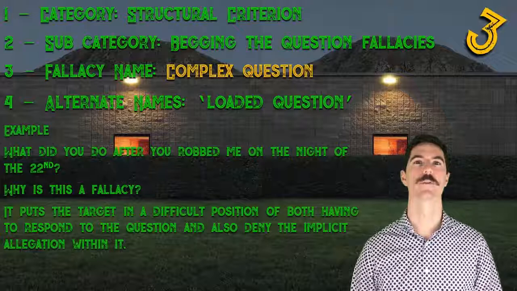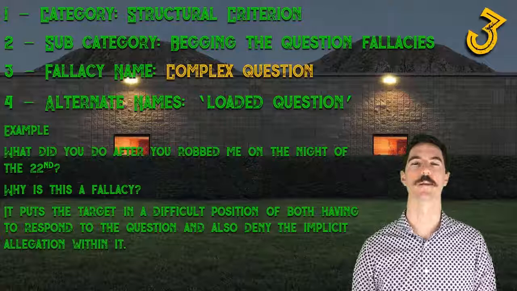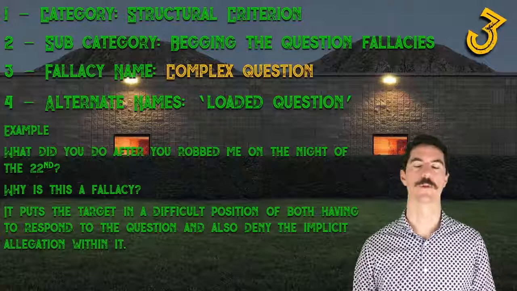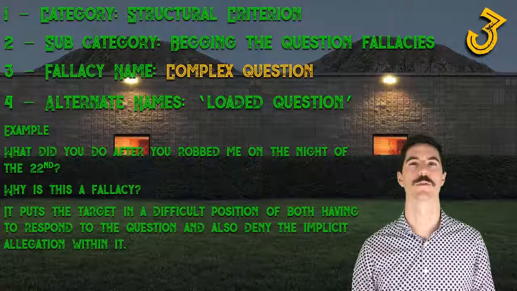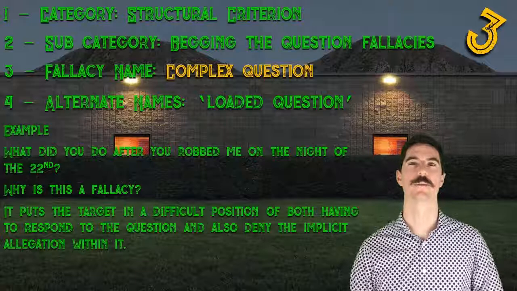The third fallacy is a loaded question. For example, after you murdered him, what did you do afterwards on the 22nd of February? This is a fallacy because it requires the person or the respondent to do 2 things at once, which is firstly disprove the allegation within the question, but then also respond to the question as well, which is something that makes it purposely difficult for them to do.